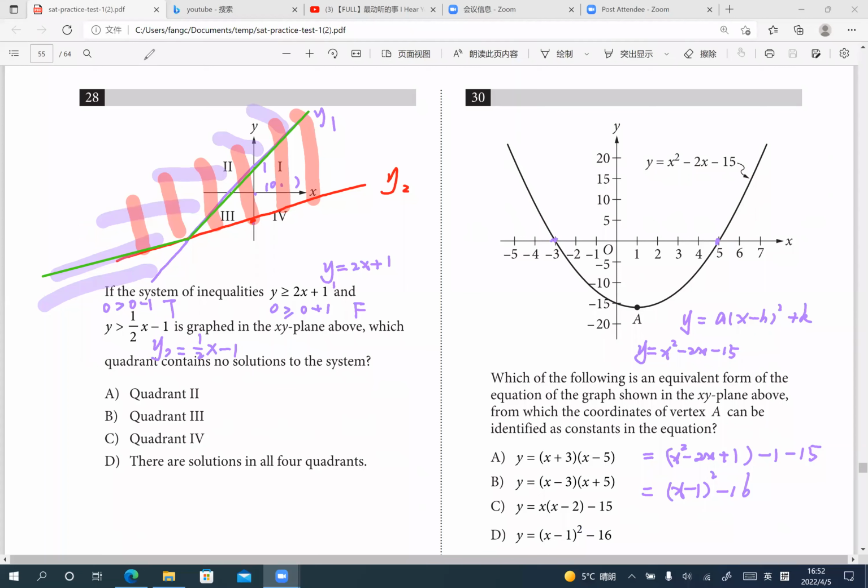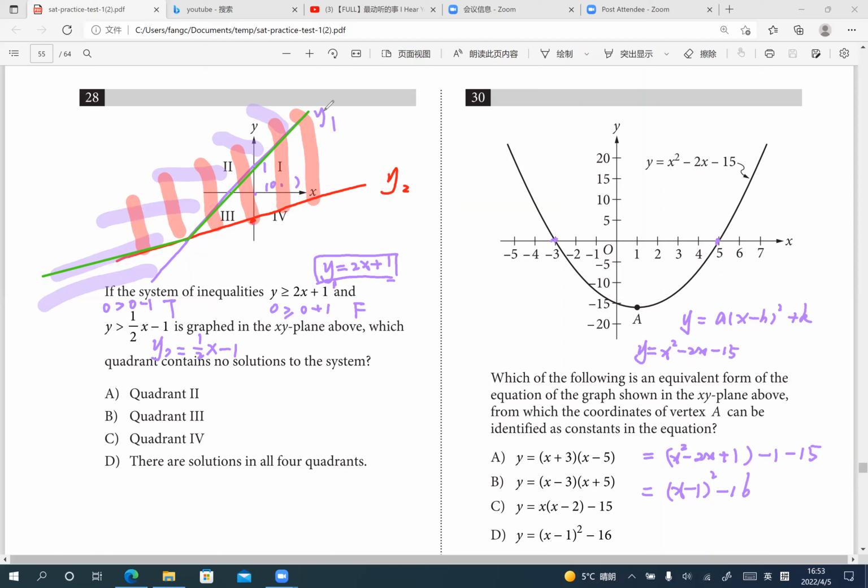Question 28. If the system of inequalities y is greater than or equal to 2x plus 1 and y is greater than 1/2 x minus 1 is graphed in the xy plane above, which quadrant contains no solution to the system? So first we need to find the feasible region defined by the question. For the first inequality, the boundary line is y equals 2x plus 1. Let's draw the boundary line first. I call the first boundary line y1 and the second boundary line y2.